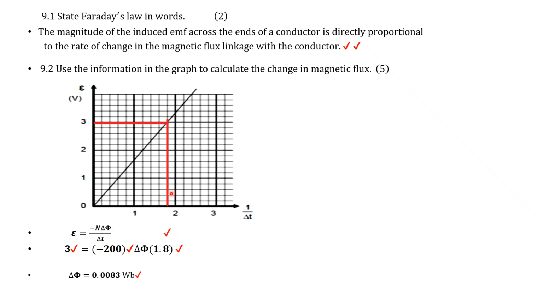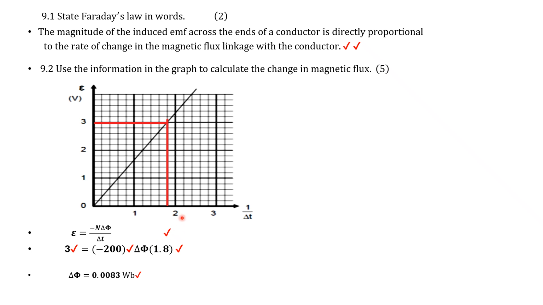So if I go here at 1.8 and 3, take note I can choose any point. I could have gone here at 0.2, 0.4, 0.6 and 1 and used those as well. I just might choose 1.8 and 3. So there EMF equals 3, minus N, negative 200, change in magnetic flux or change in phi, which I'm looking for, and 1 over change in t, which is 1.8.